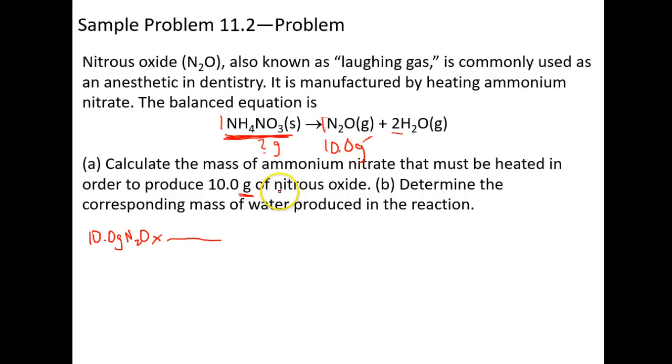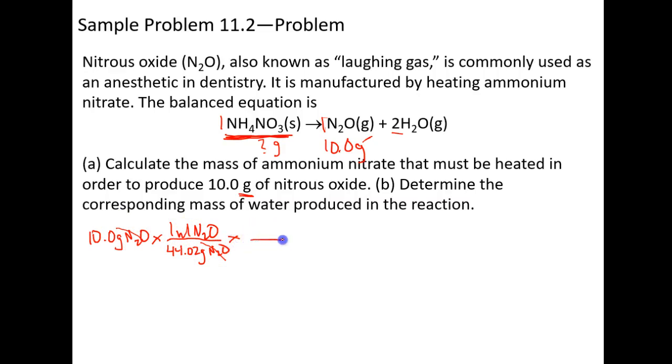Use the molecular weight. So the molecular weight of nitrous oxide is 44.02 grams of N2O to 1 mole of N2O. Remember, we get that because nitrogen weighs 14, there's 2 of them, it's 28, plus another 16. So that's how you get it. Okay, so grams of nitrous oxide cancels with grams of nitrous oxide, and I'm now with moles of nitrous oxide.